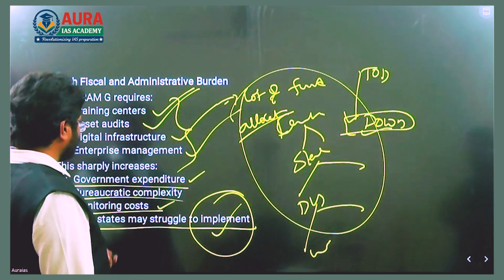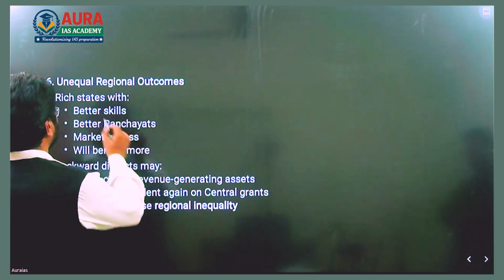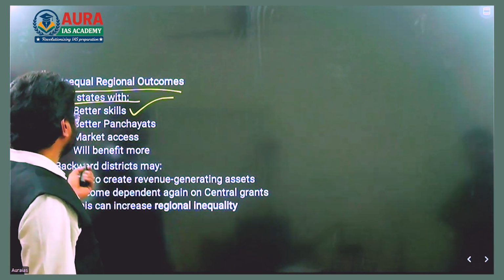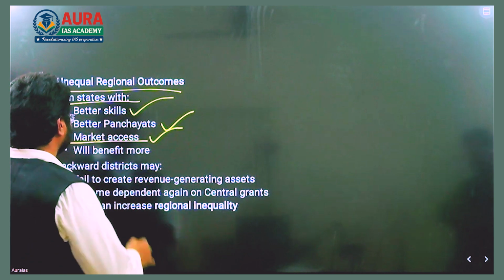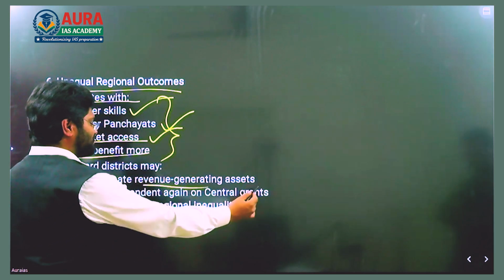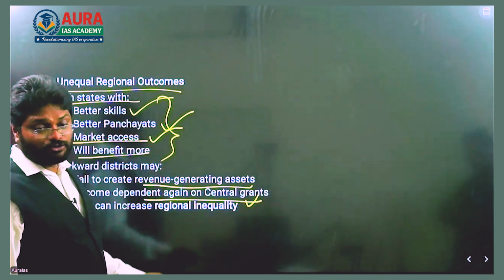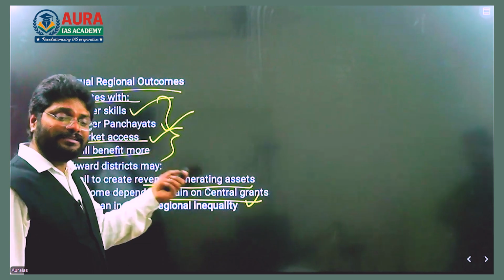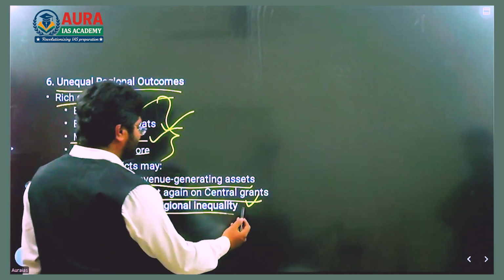So the next one you can see: unequal regional outcomes. Rich states have better skilled people, better panchayats, and market access through roads, etc. They will benefit more. Poor states fail to create revenue generation assets, so they become dependent again on the Centre for grants. They want new people to be hired and skill centres to be set up. All this requires money, and again they look to the Centre to support them in the form of grants. So this can increase regional inequalities.